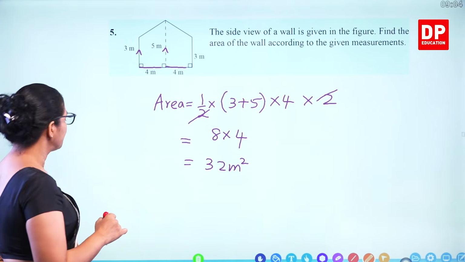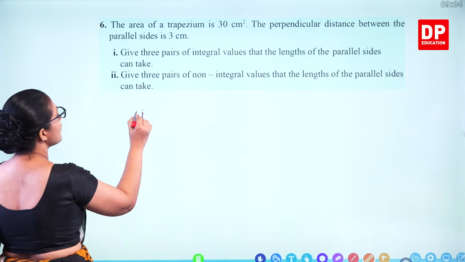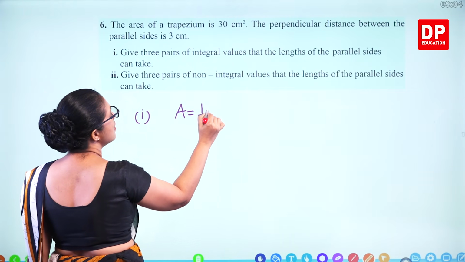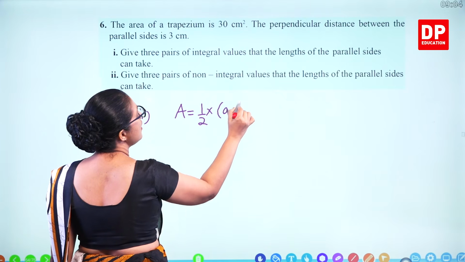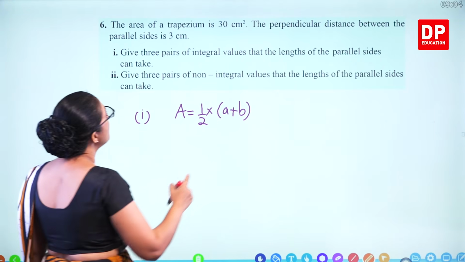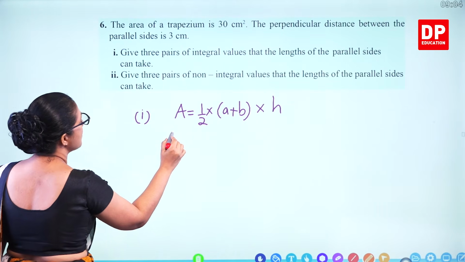Question number 6. The area of a trapezium is 30 square centimeters. The perpendicular distance between the parallel sides is 3. Give 3 pairs of integral values that the lengths of the parallel sides can take. So first we'll write down area is half into a plus b, the sum of the two parallel lengths, into the perpendicular height. Now area is 30.